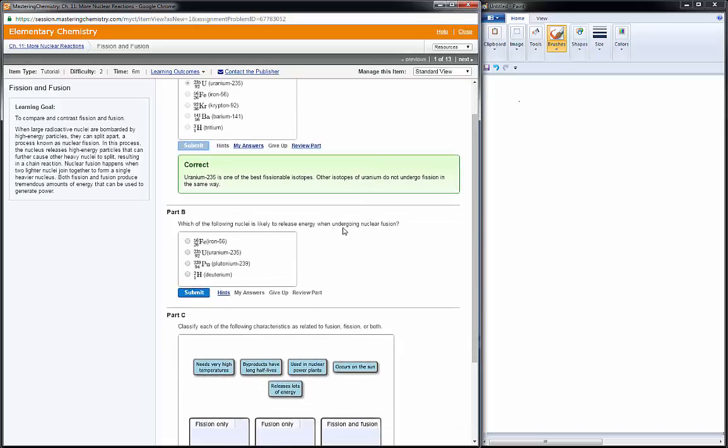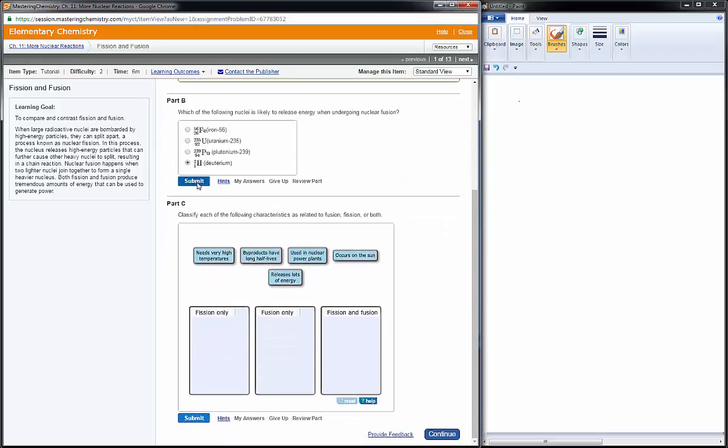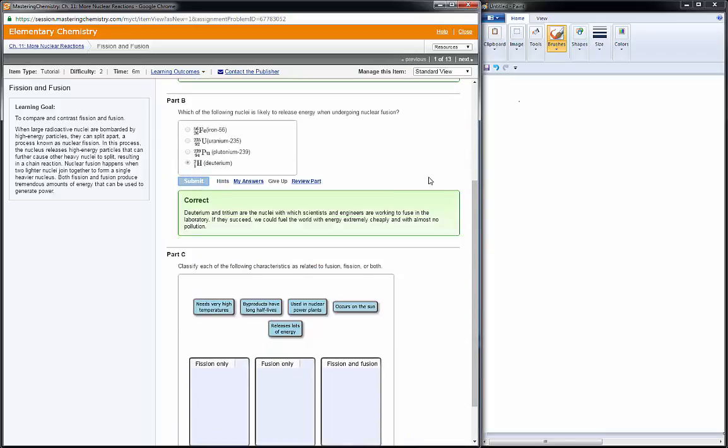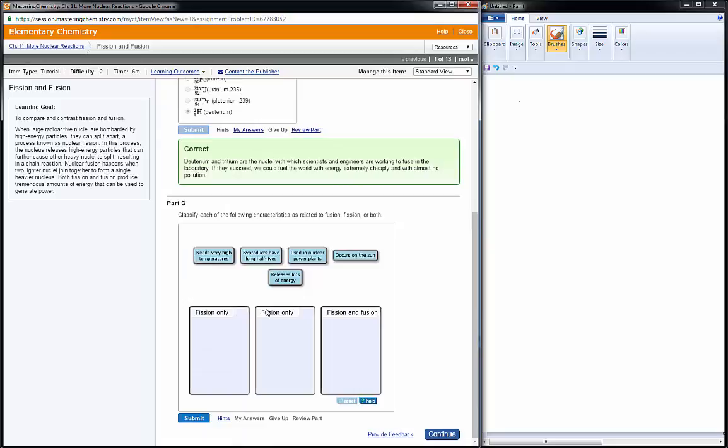And what's going to be the best for nuclear fusion? You want something smaller. Smaller nuclei undergo nuclear fusion best. And characterize these as fission or fusion. They both release lots of energy. Fusion occurs in the sun, and it needs very high temperatures. The fission is where you've got byproducts with really long half-lives, and that's what's used in nuclear power plants.